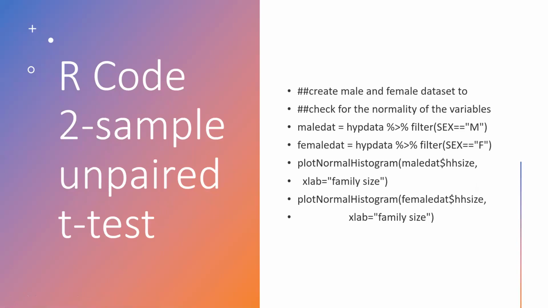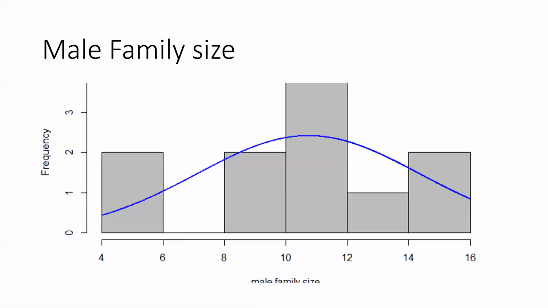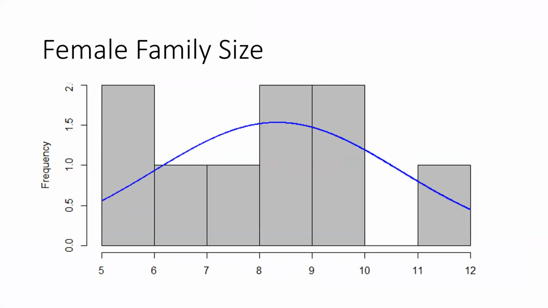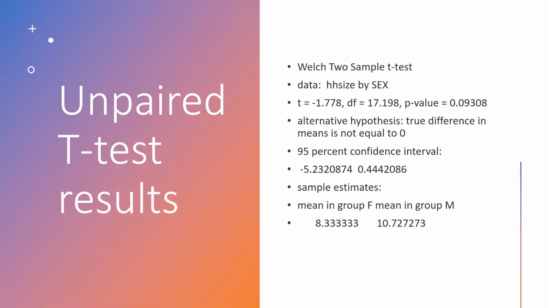I plot my histogram with normal curve for male, plot it for female. So done correctly. This is what I was showing you at that time. So this is the curve, and again, this is the curve for female. And if you want to do the t-test, it's very straightforward, just as I illustrated. And this is the result.